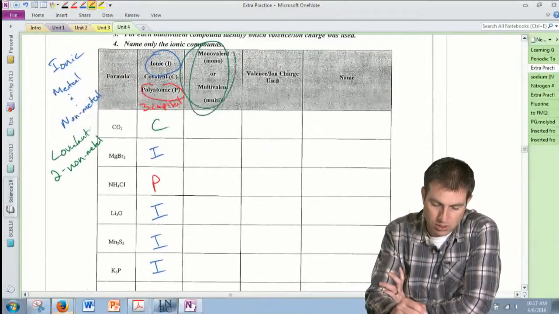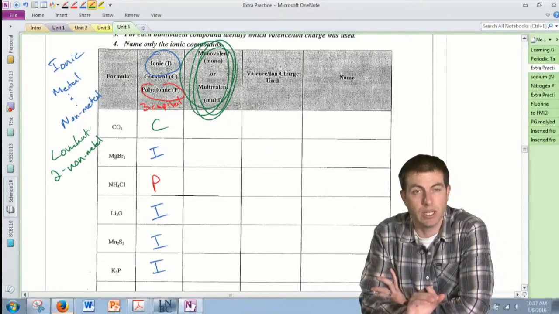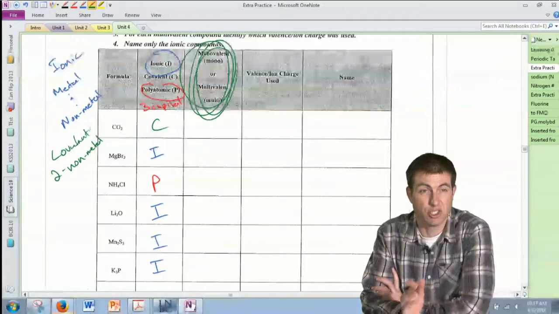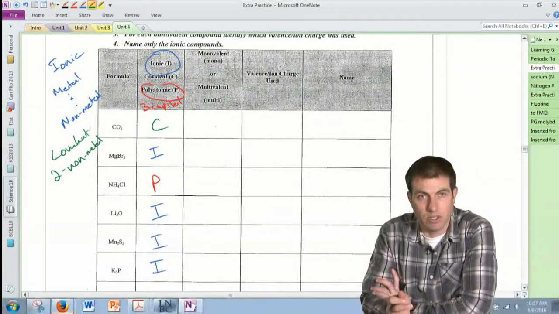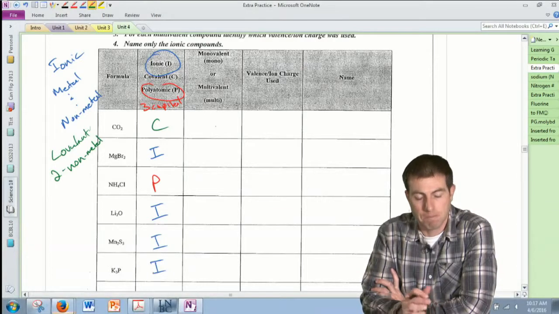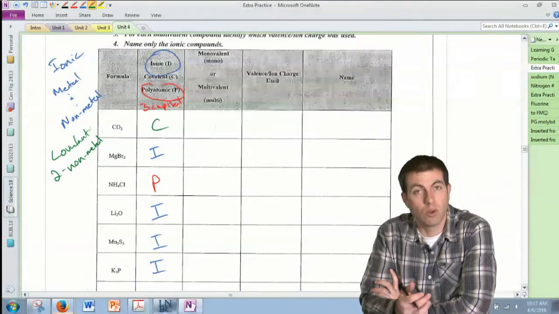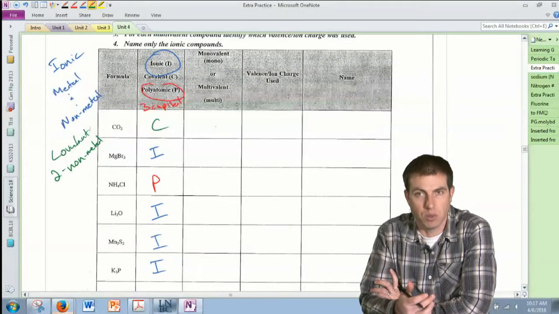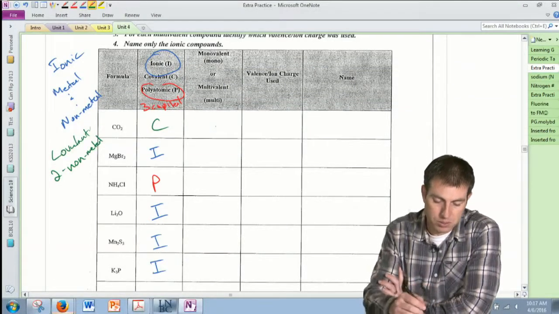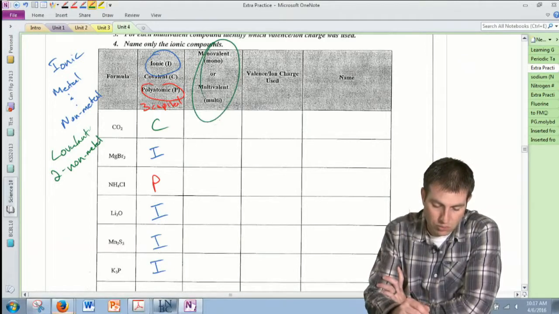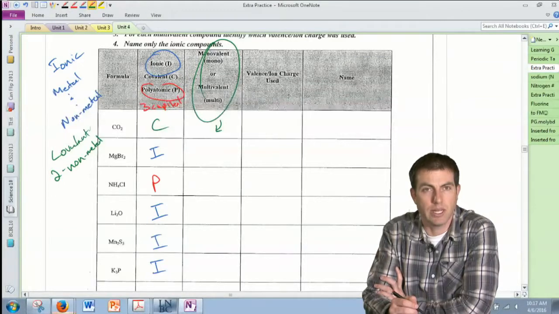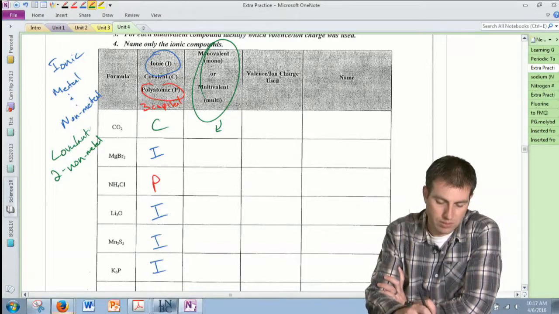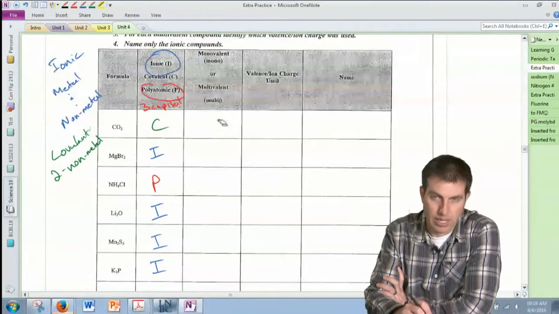So this column here, the next column, is the difference between monovalent. Mono is one, valent is charge, or electron configuration, I guess, or multivalent, many electron configurations. So we're looking for the compounds that possibly could have more than one charge. Are there any elements here that have more than one charge? Is it possible to define a covalent compound as being mono or multi? Is it possible to have a covalent compound that has more than one charge in it? Or is that something that doesn't happen?